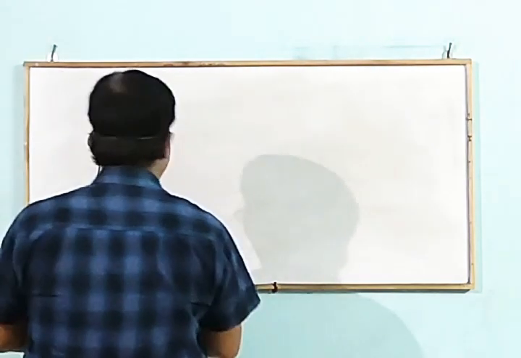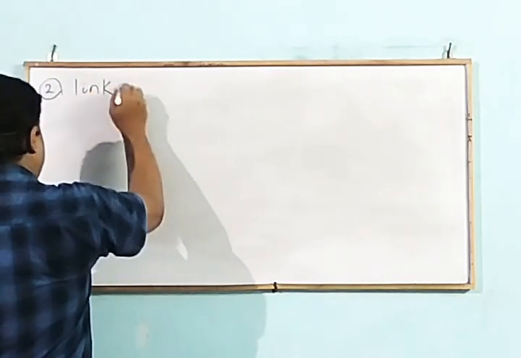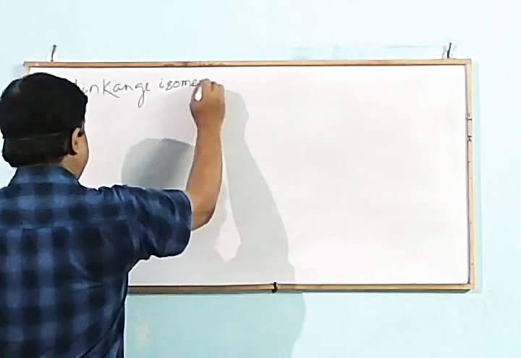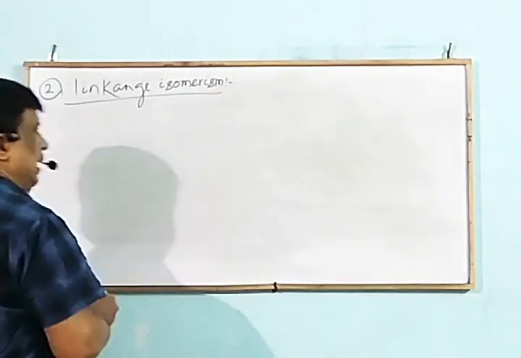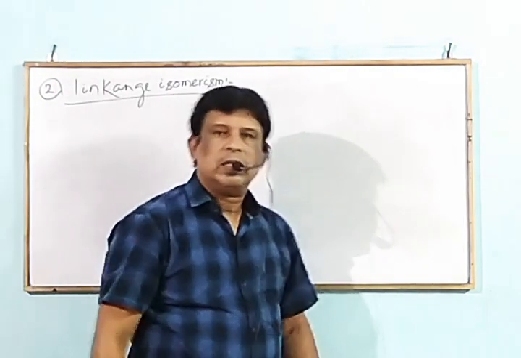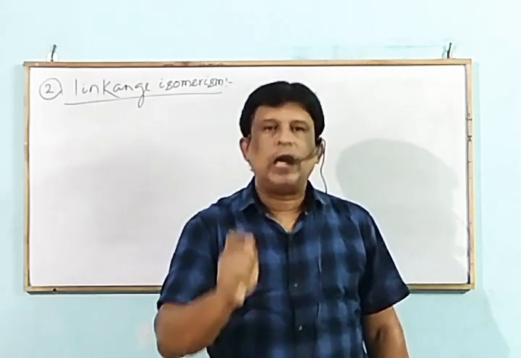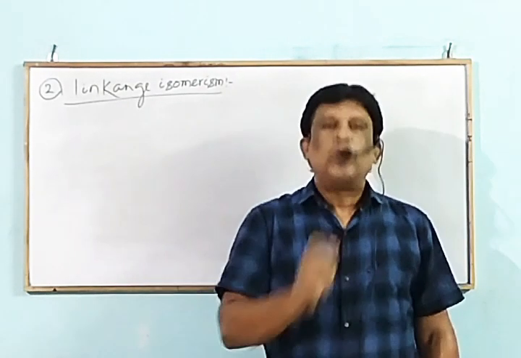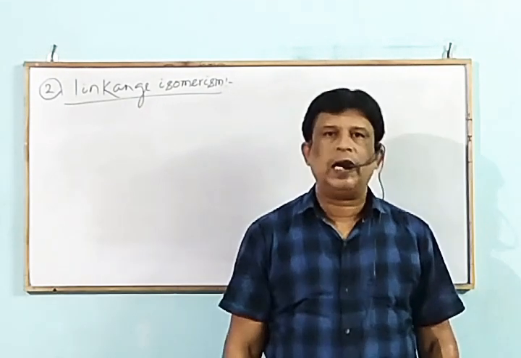Second one, linkage isomerism. What do you mean by linkage isomerism? Similar definition. When the same molecular formula represents two or more structures which differ in attachment of the ligand with the central metal atom.